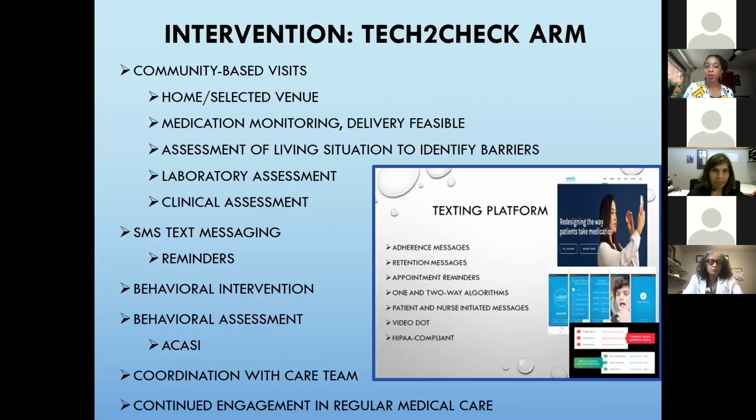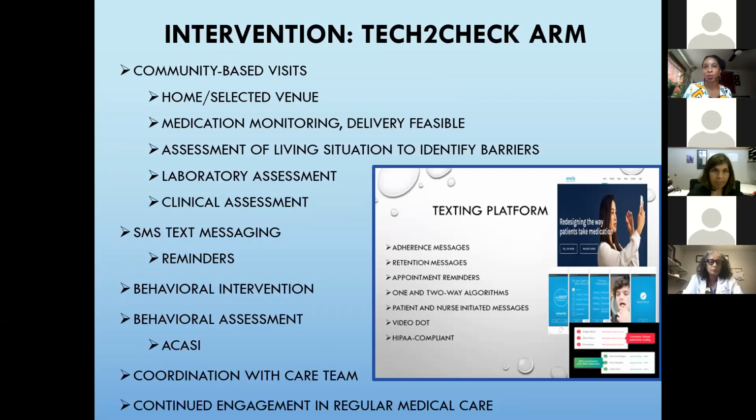The intervention: community-based visits, so home or selected visits. We've had visits in Popeyes, Starbucks, as well as in their homes. Medication monitoring, using tech to improve that medication monitoring, lab assessments at home, clinical assessment, environmental assessment of their home, two-way text messages for reminders, a behavioral intervention, which is the Partners for Adherence CDC intervention, and then assessing their behavior and the things that are impacting their outcomes, and then coordinating with the medical care team.